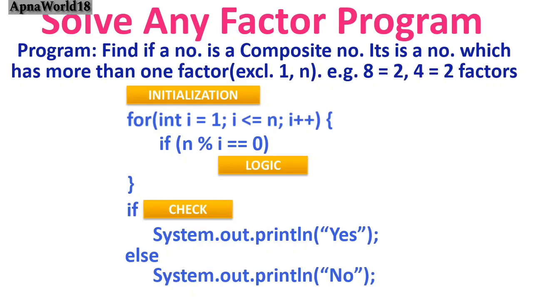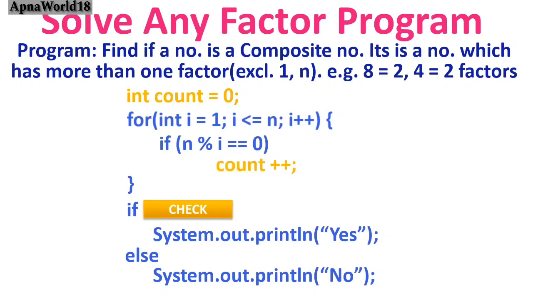Here, since we have to find the number of factors, in initialization we will have count initialized to 0. In the logic section, if we find a factor, then we will just increment the count. In the check section, we will check if count is greater than 3, as we need to discard 1 and the number itself, and after that the factor has to be greater than 1. So we are checking for greater than 3. This gives us our program for composite number.